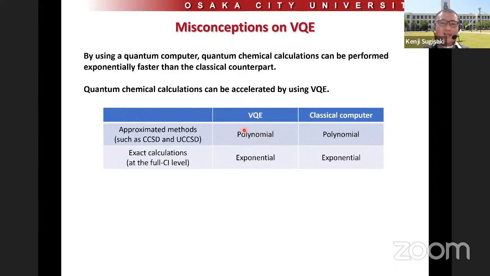But at the same time, the computation of an approximate wave function on classical computers also has polynomial computation cost. And of course, VQE is capable of computing the full CI wave function if the number of parameters is exponentially large. But in this case, the computation cost scales exponentially.